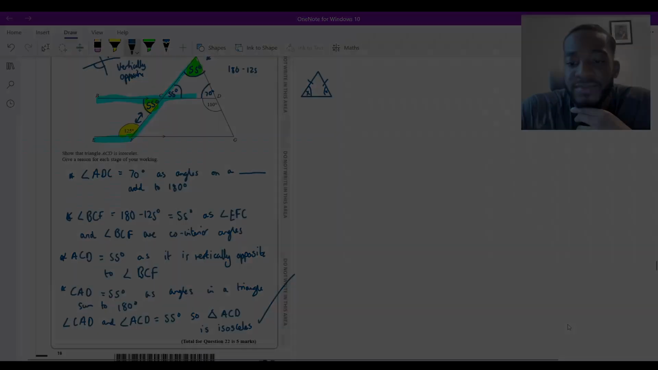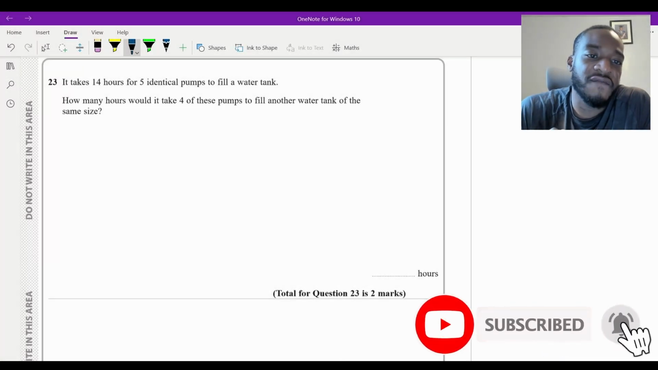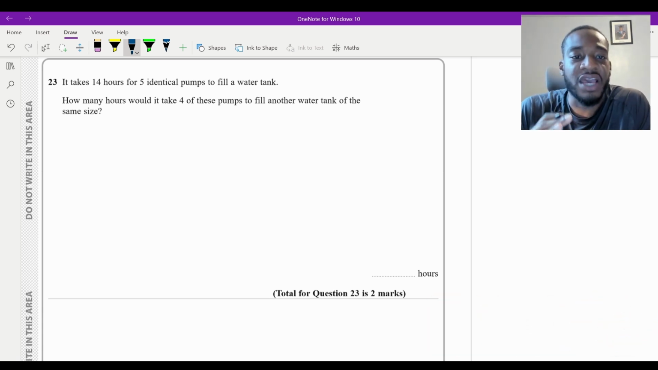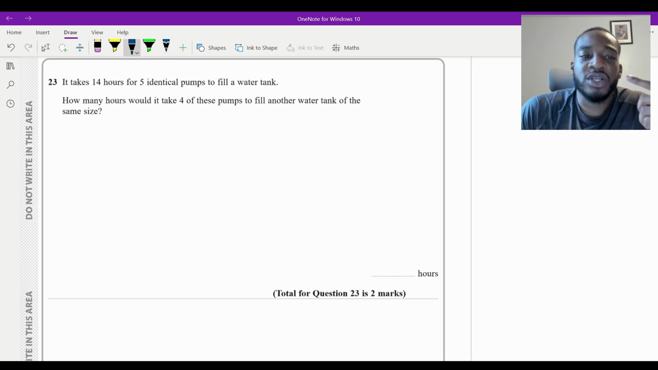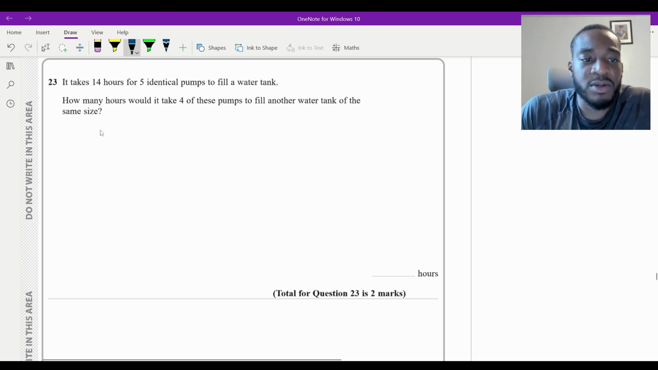Okay, so it says for question 23, it takes 14 hours for 5 identical pumps to fill a water tank. How many hours would it take 4 of these pumps to fill another water tank of the same size? Now, with this type of question, it's inverse proportion. Just have a look at it, think contextually, right? Or in the context of this question, right? 14 hours for 5 pumps. So I'm going to write 5 pumps is equal to 14 hours.